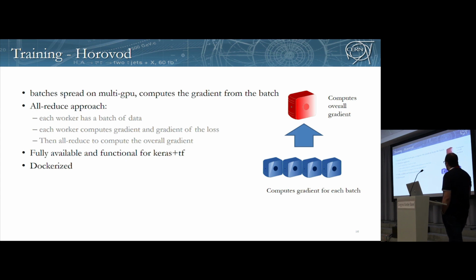So basically the Horovod approach is an all-reduce approach. Each worker has a small batch of data. It computes the gradient of the loss, and then you have the all-reduce to compute the overall gradient. Since one month ago, it's fully available for Keras and TensorFlow.